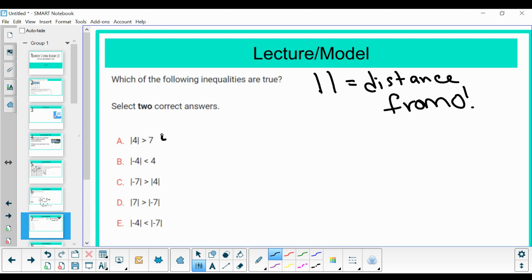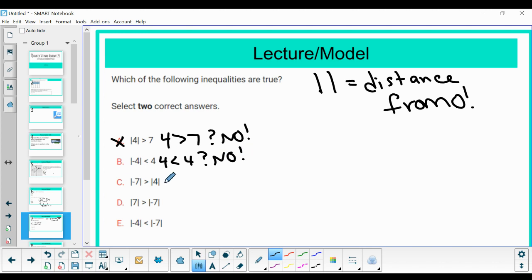All right, so 4 is 4 away from 0, and it's always positive because distance is always positive. Is 4 greater than 7? No. All right, absolute value of negative 4 would be 4. Is 4 less than 4? No.